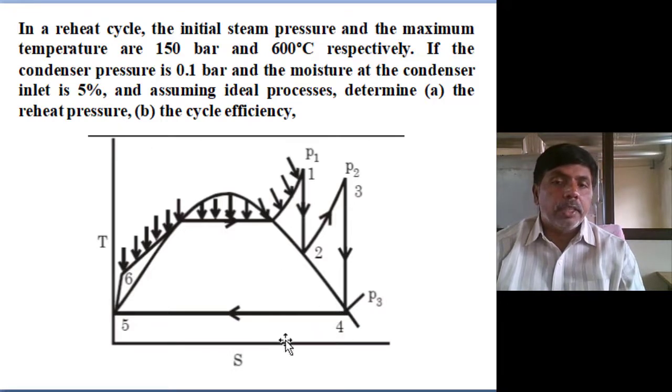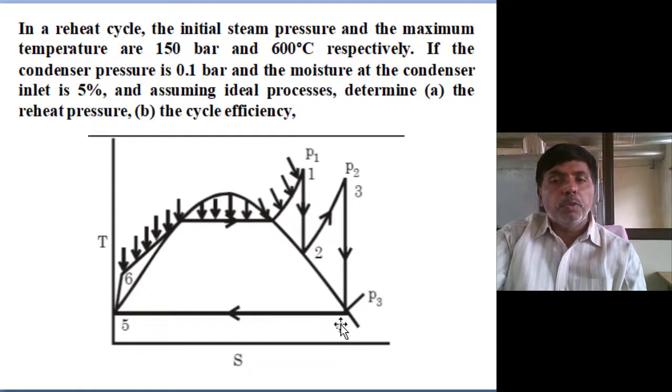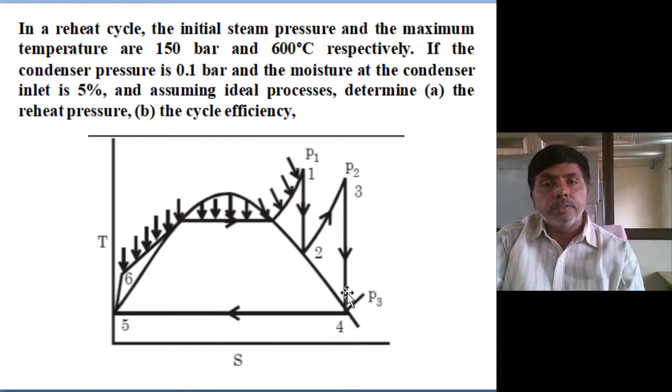Since the pressure is given, you can determine the H4 value simply. Hx equals Hf plus x into Hg minus Hf. Here x is 0.95, Hf is the saturated liquid value at 0.1 bar, plus 0.95 into Hg, the saturated vapor value at 0.1 bar, minus Hf. You will get the H4 value. So the H1 value and H4 value you will get directly.